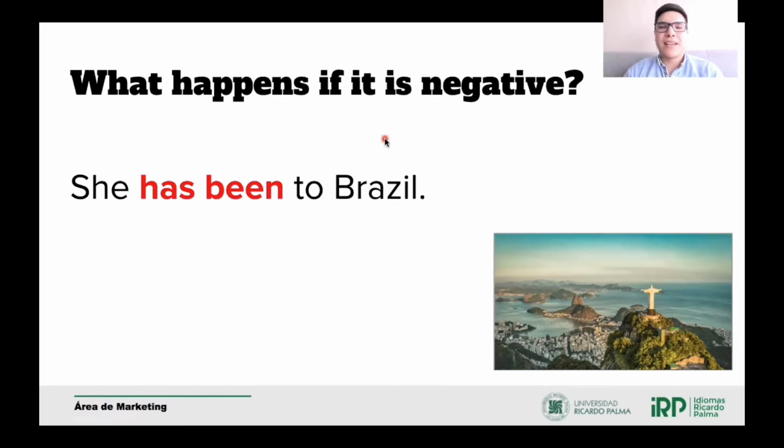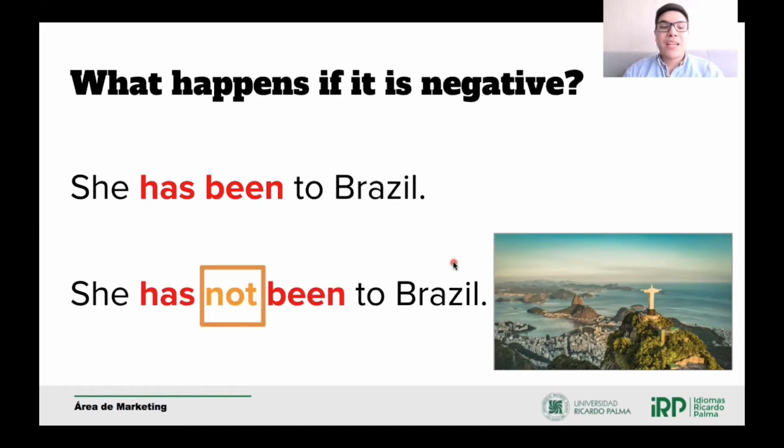Now, what happens if the sentence is negative? How can we change the same sentence, she has been to Brazil, to negative? Any ideas? In this case, has is going to be our auxiliary verb. So we're going to say, she has not been to Brazil.